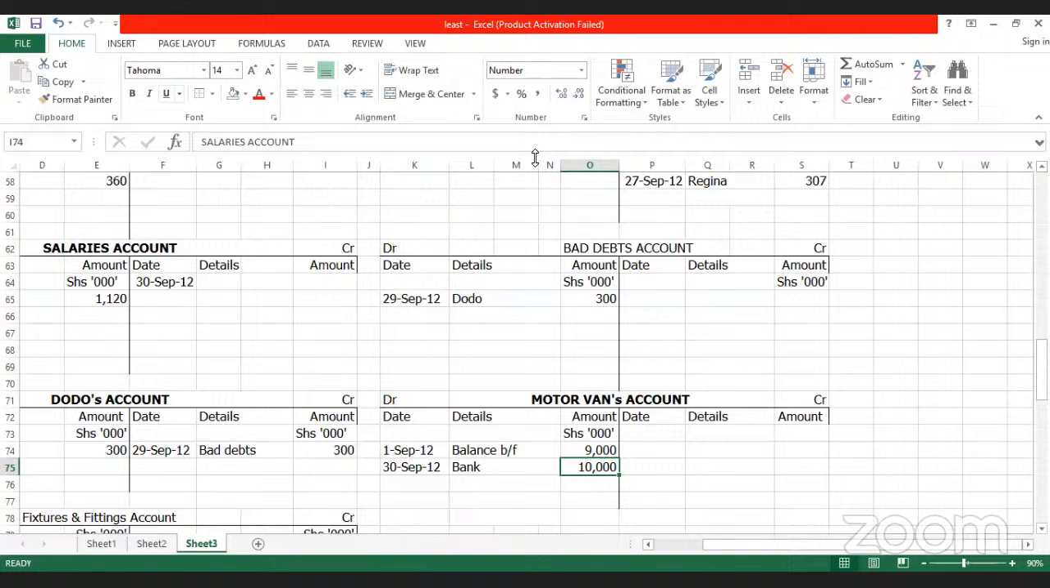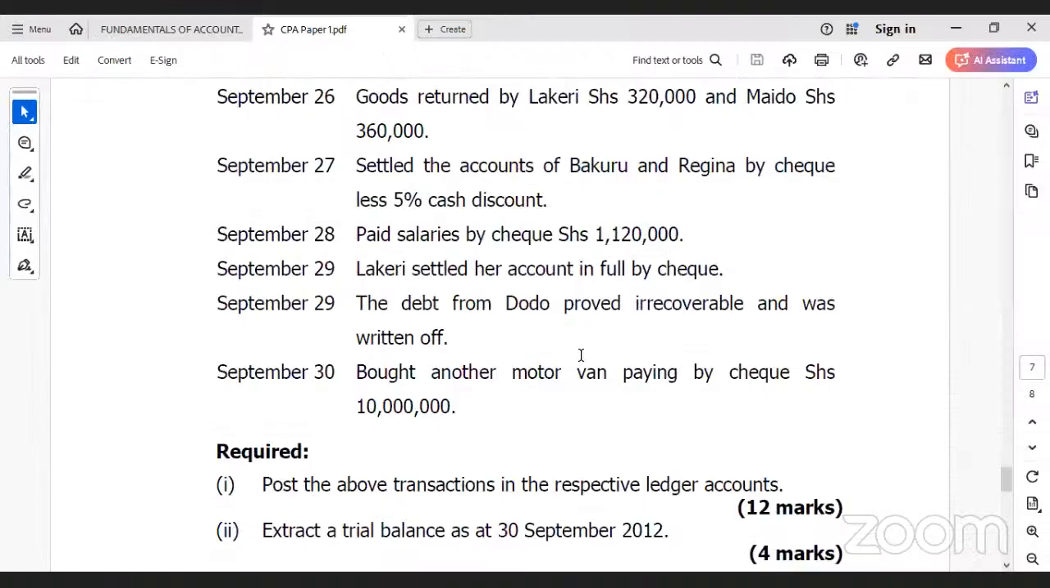We have been required to post the above transactions in the respective ledger accounts. Now Roman 2 is to extract a trial balance, but we cannot do that because of time. We shall start from there next Friday. We balance off these accounts one by one. Then we also see how we can prepare a trial balance.